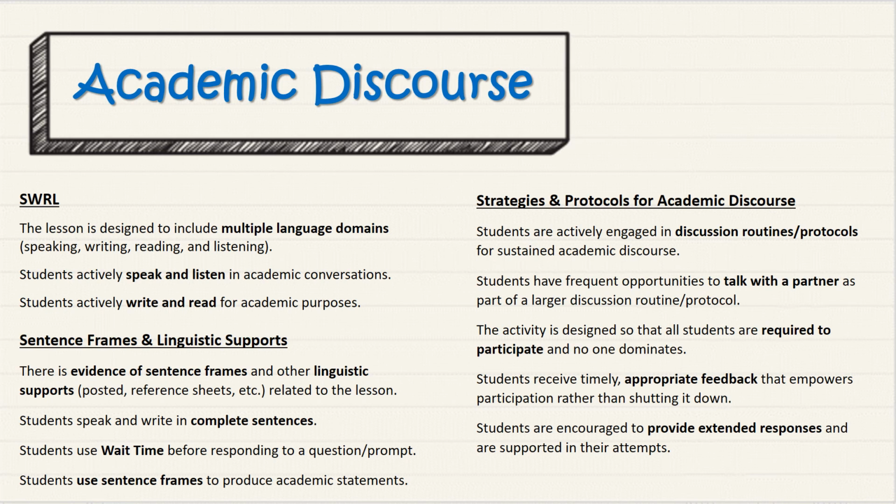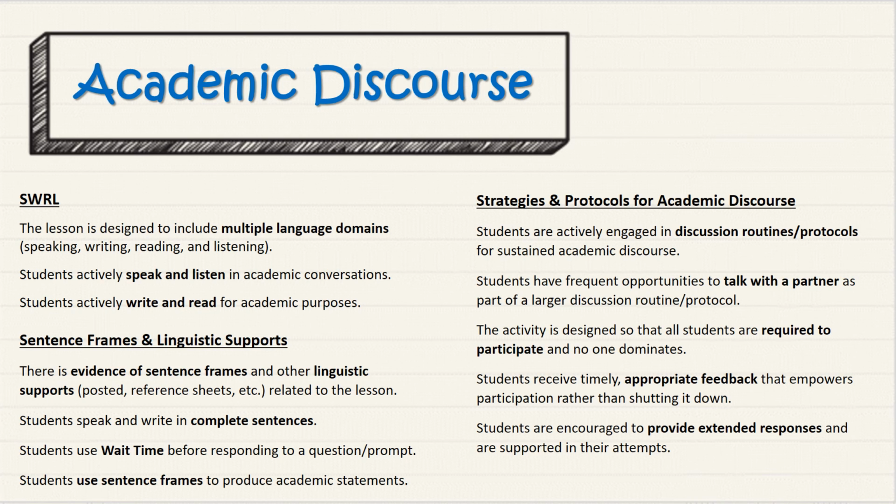One of the tools the district has developed is a list of classroom descriptors for the first 3 focus areas. These statements describe what students would be doing or what practices would be in place in a classroom where each of the focus areas is being implemented. For example, as a result of focusing on SWIRL, lessons would incorporate the 4 language domains, and students would be speaking and listening while having academic conversations, as well as reading and writing for academic purposes.